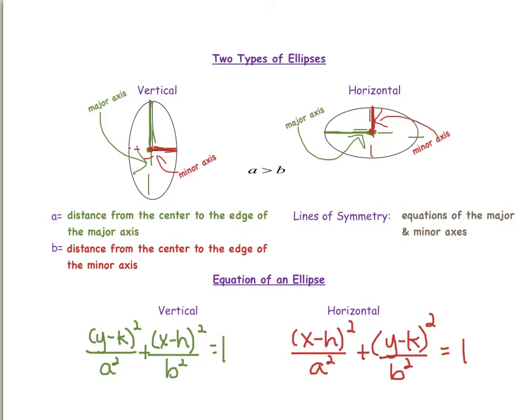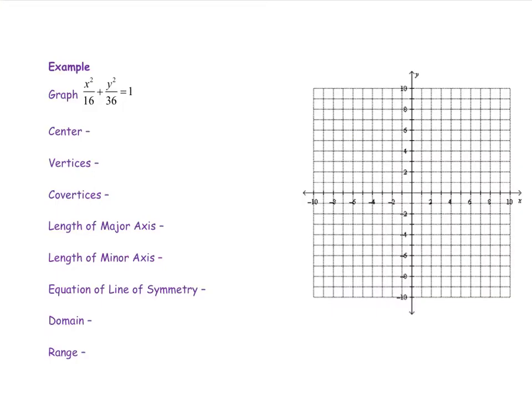Now let's look at an example. We are going to graph and identify the characteristics for x squared divided by 16 plus y squared divided by 36 equals 1. First, we can identify the center. Now remember, the center is the h and k values. So that means for this equation, our center is 0, 0. And so let's go ahead and graph that. It means the center of our ellipse will be at 0, 0.